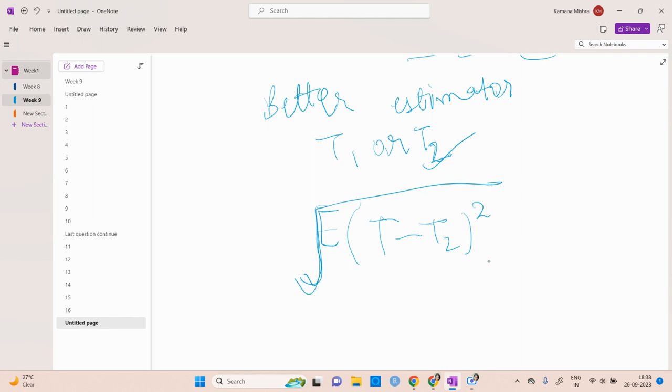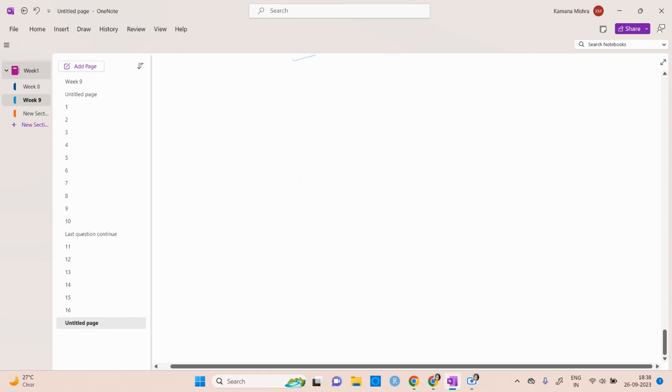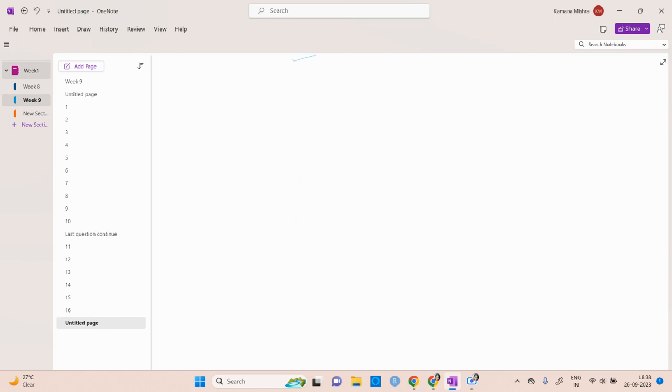So the mean squared error is the expectation of this one, the square of it, the mean of the squared error. That is how we can find this. Now the last thing I need to discuss in this class theoretically is order statistics.